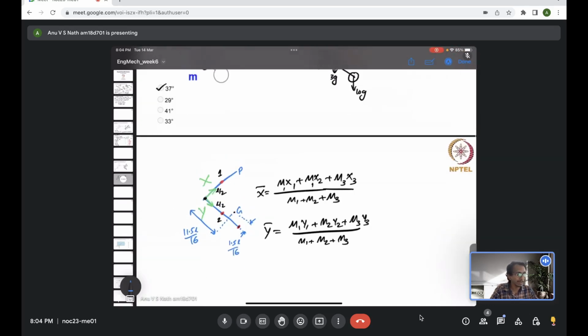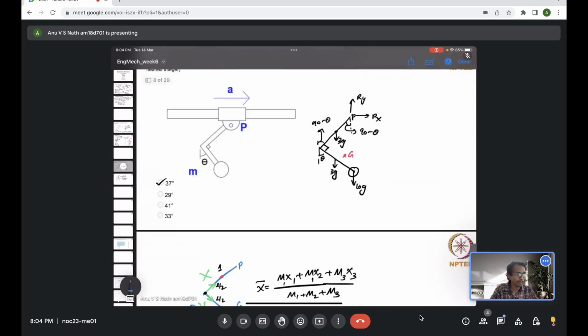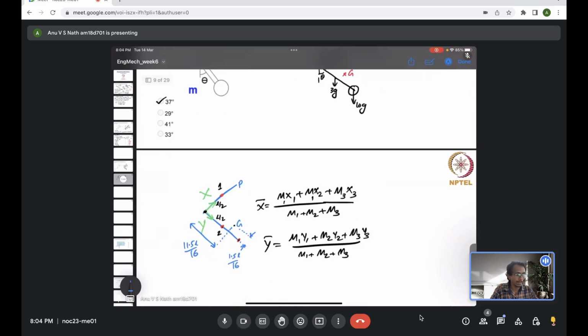Then repeat the process as I have done earlier, just that you need to take the moment about G due to all the other forces. So it's a little involved, but it will be a better exercise for you to remember how to take the moments and all. Okay, any question here?